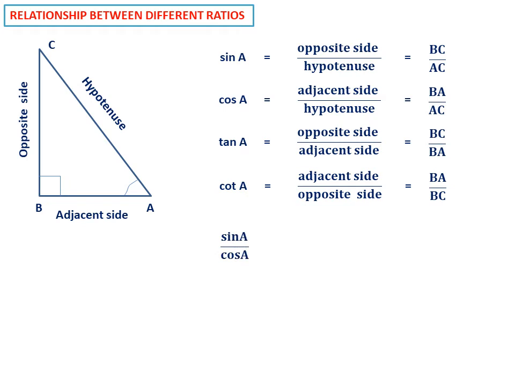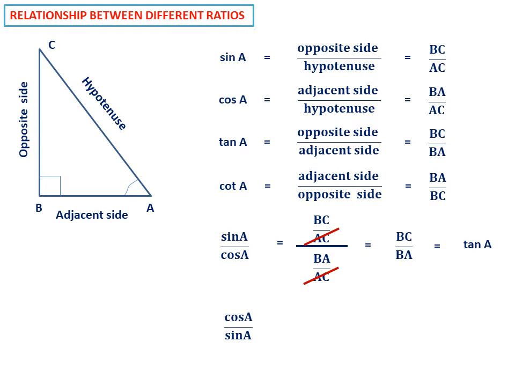Now let me take sin A divided by cos A. Now let us substitute. What is sin A? Sin A is BC by AC divided by cos A, which is BA by AC. Now you can cancel AC and AC. Therefore, you get BC by BA. But what is BC by BA? You can see very well here it is tan A. Therefore, the relationship is sin A by cos A is tan A.